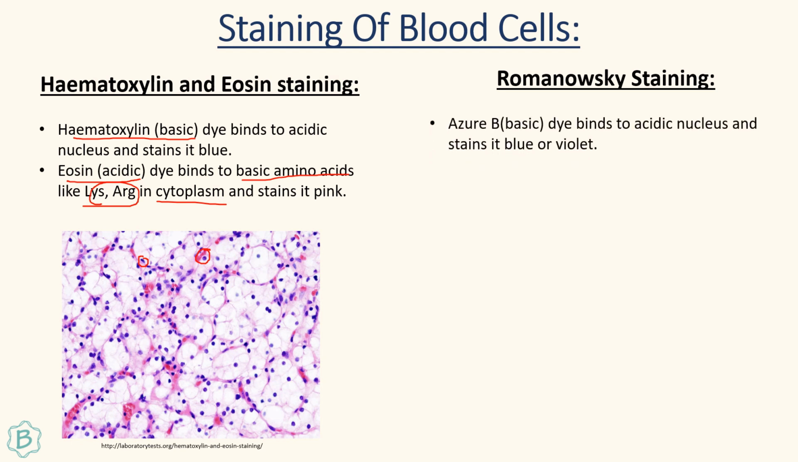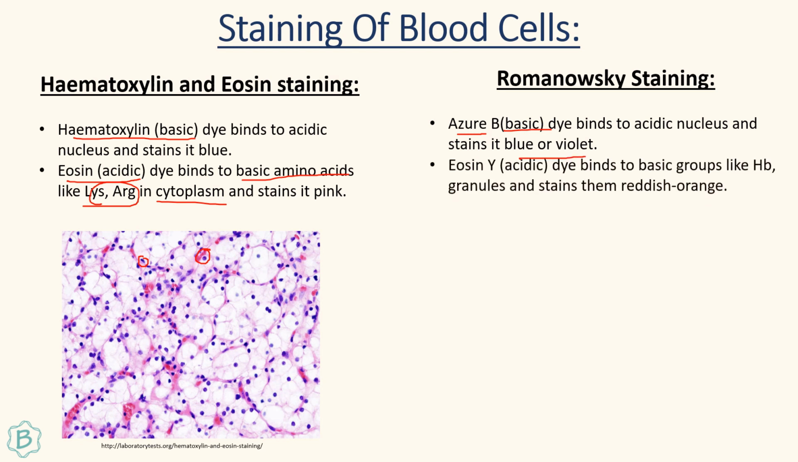The second type of staining is the Romanowsky staining. Again over here we have a basic dye. In this case it is the azure B. It would bind to nucleus and stain it blue or violet. We have an acidic dye which is eosin Y. It would bind to basic groups like hemoglobin and stain them reddish orange.